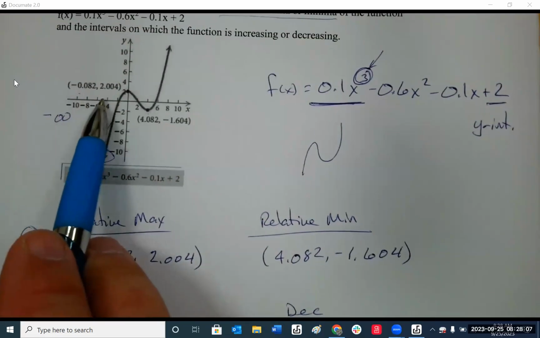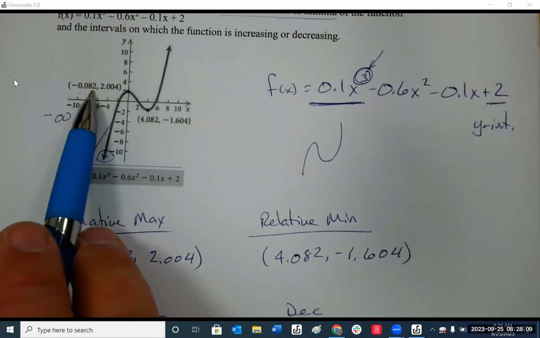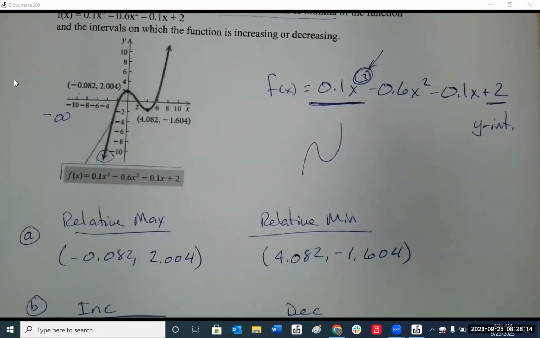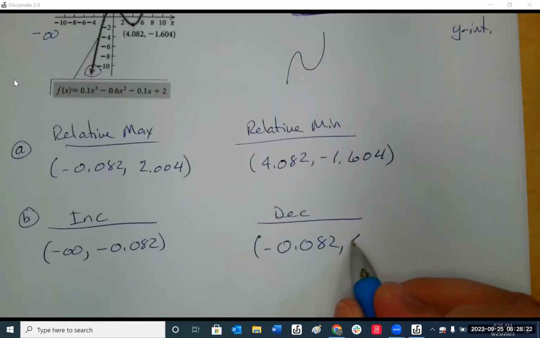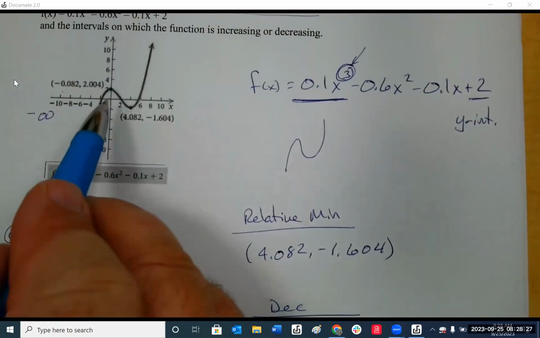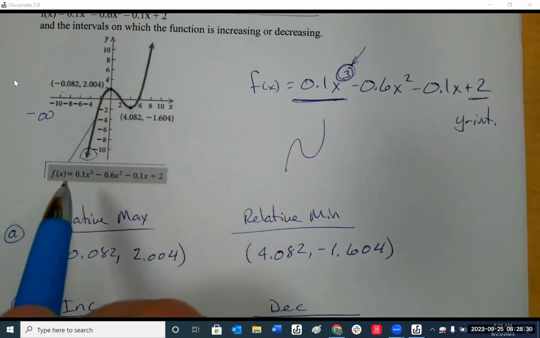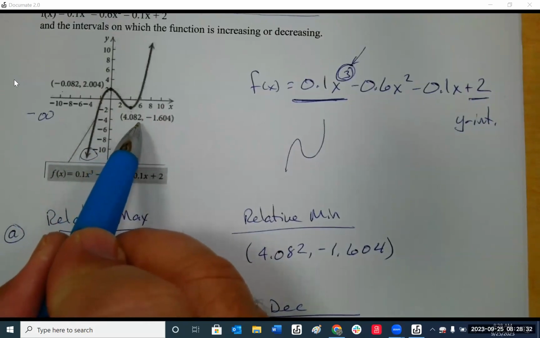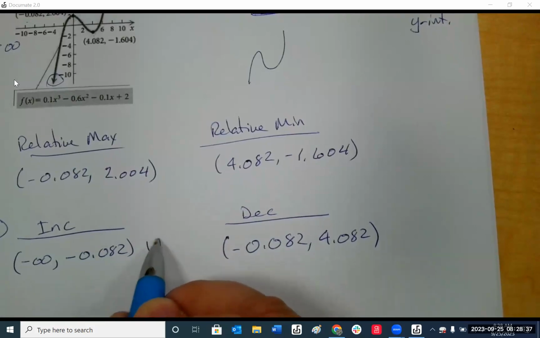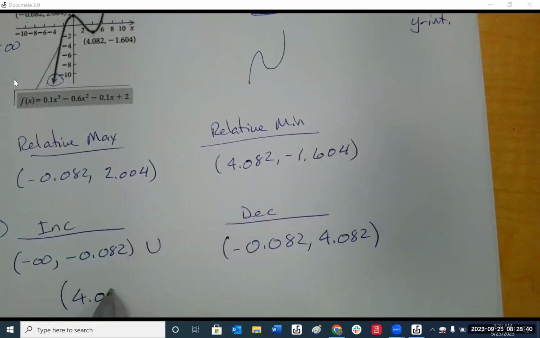When you're looking for increasing, decreasing, only report the x values. And at negative 0.082, what's it doing from that point? It's decreasing from negative 0.082 to where? To 4.082. It's decreasing. And then what's it doing at 4.082? To where? Yeah. So then we union this one with 4.082, comma, infinity.